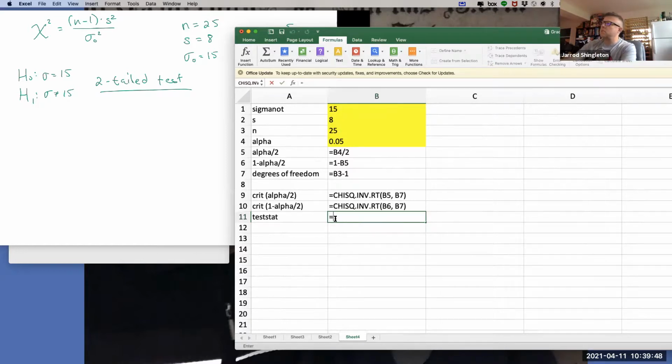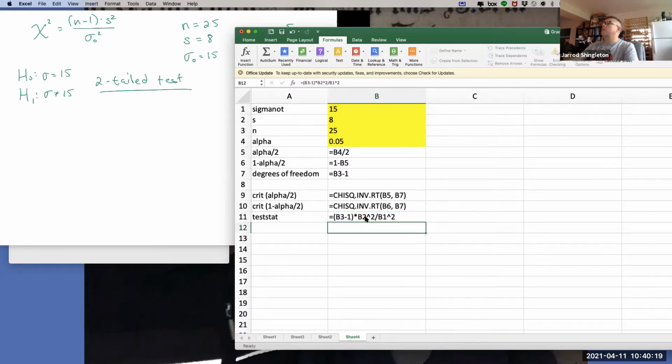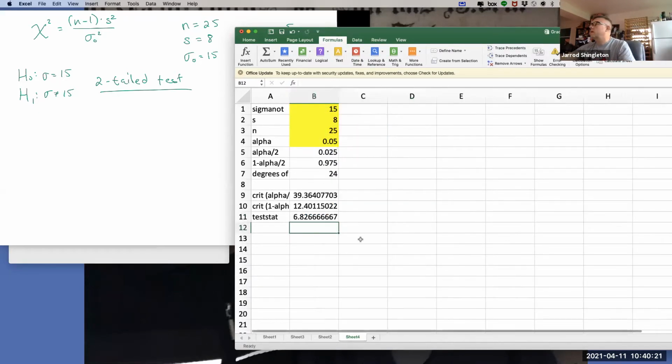Our test statistic for this is, I would say, just a little mathematically simpler than some of the other test statistics for a hypothesis test. So this is going to be n minus 1. You could always use degrees of freedom, but I'm not going to. I'm going to use n minus 1 times s squared, divided by sigma naught squared. Order of operations means this will happen in the order I want it to, so I'm okay with not putting any parentheses around there. Let's go ahead and look at that.